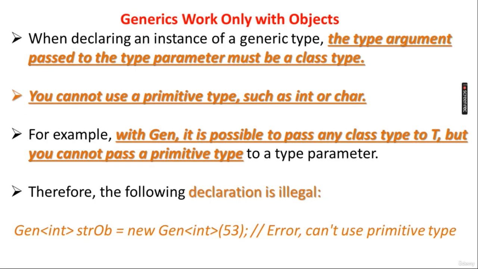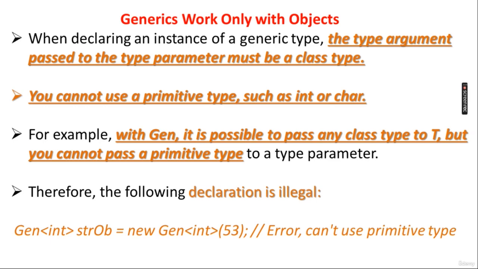Generics work only with objects. When declaring an instance of a generic type, the type argument passed to the type parameter must be a class type. So it will work only with objects. It will not work with primitive types. Whatever you are creating or passing will be only the wrapper classes, not the primitive type. You cannot write it like Gen<int>. You have to write only the wrapper class of int, that is Integer.